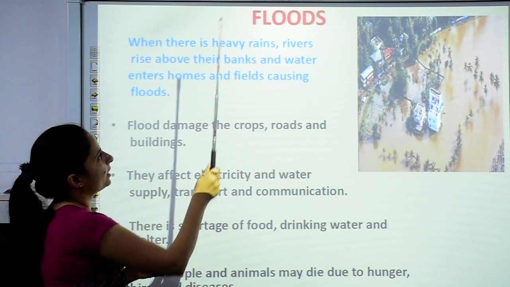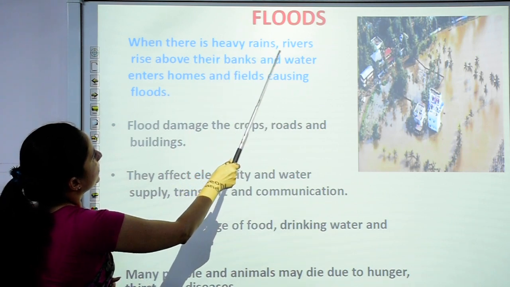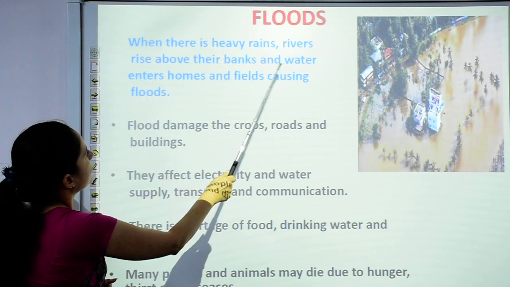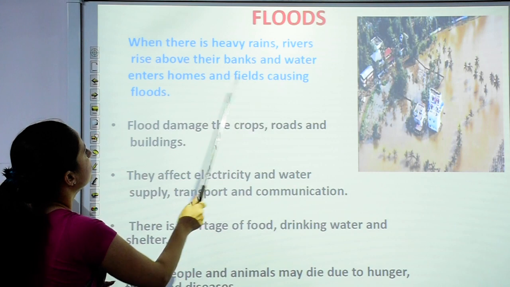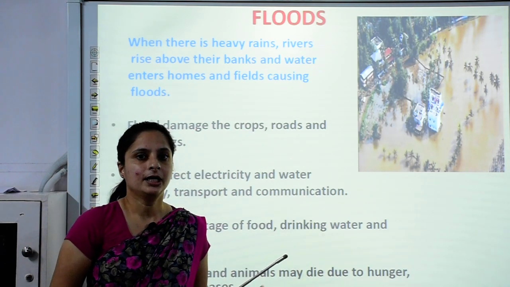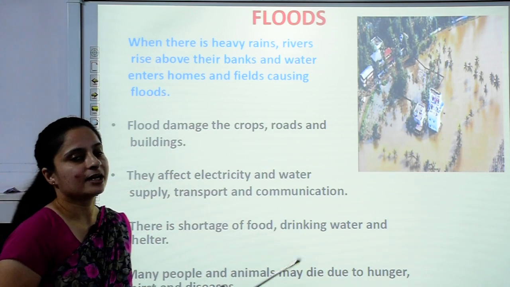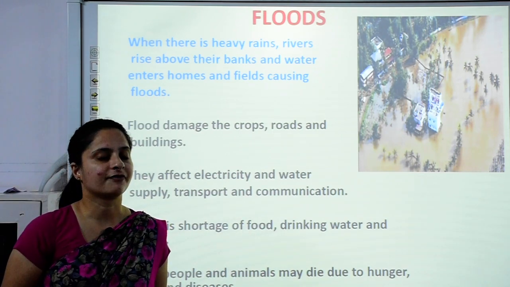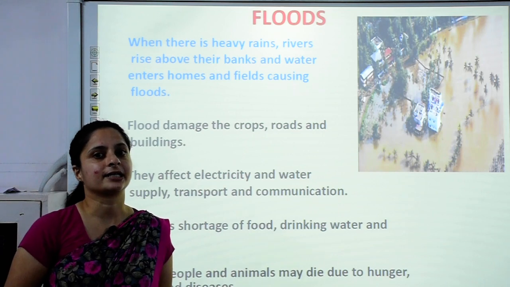Now we will talk about floods. When there is heavy rain, rivers rise above their banks and water enters homes and fields, causing floods. Whenever there is a rise in the water level, it causes floods. You must have heard about the recent floods which have hit Assam and how it has affected the people living there.